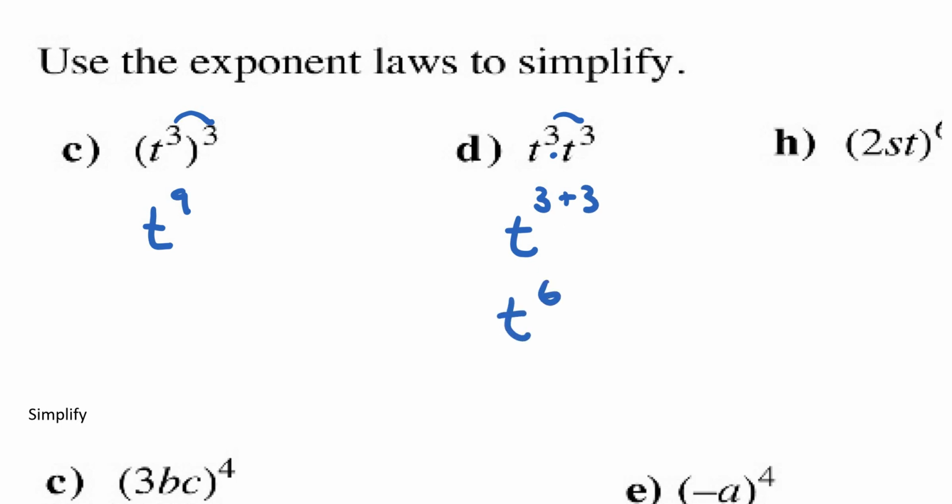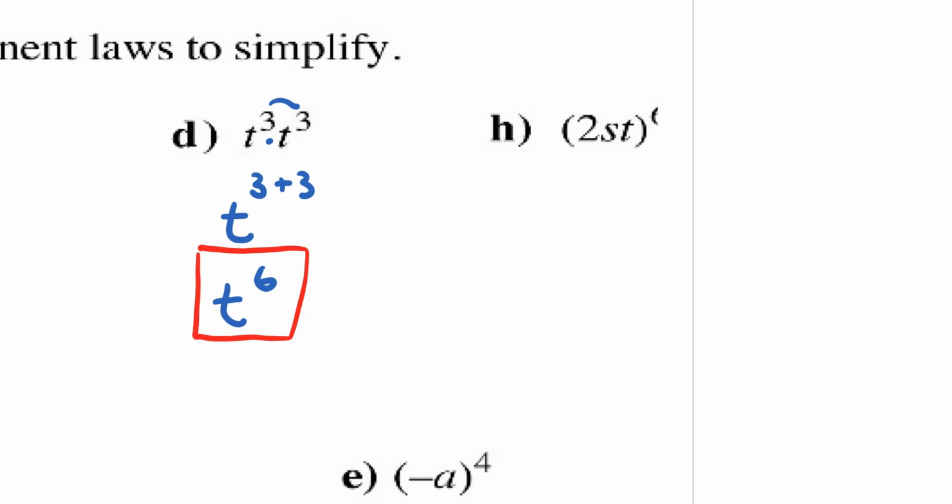So a big difference between letters C and D for question number 16. For 16C, the answer is t to the power 9, and for 16D, it's t to the power of 6. Okay, let's keep on going along here. I think for this problem, something got cut off. I believe there's a 6 here.